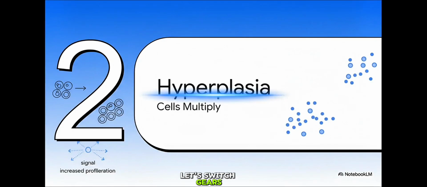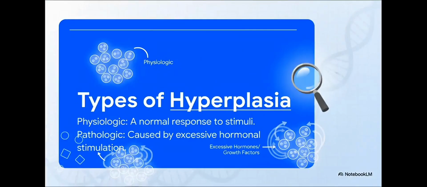All right, let's switch gears and talk about our next adaptation, hyperplasia. And like we just drilled down, this isn't about getting bigger, it's about getting more numerous. Here we're talking about an increase in the total number of cells, all driven by cell proliferation. And just like we saw with hypertrophy, you can really split hyperplasia into 2 main categories. You've got physiologic hyperplasia, which is a totally normal response to some stimulus, and then you have pathologic hyperplasia, which is caused by some kind of excessive or inappropriate stimulation, usually from hormones or growth factors gone wild.